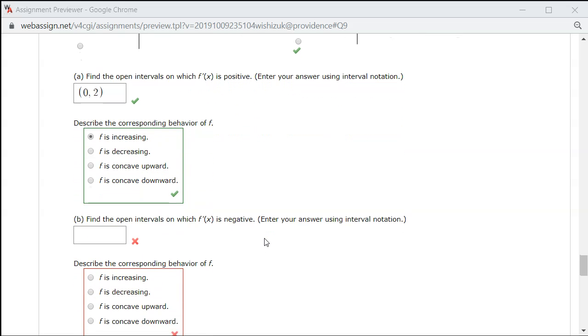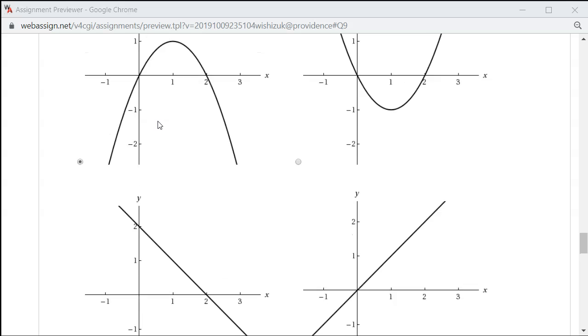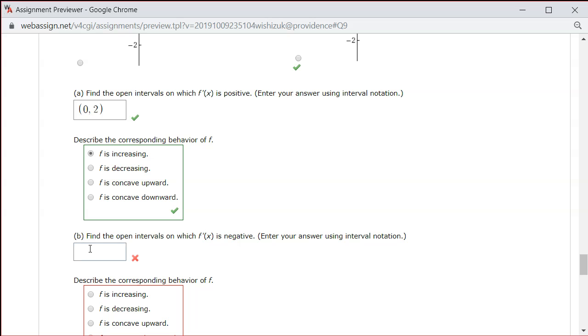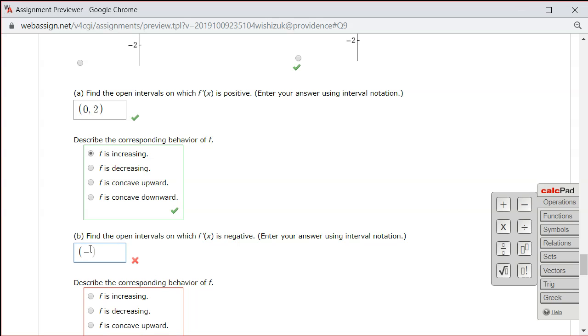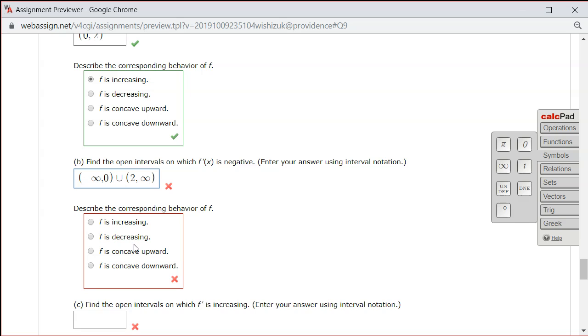Let's go to part B. Find the open intervals on which f prime is negative. So everything other than that: you can see that it's before 0 and after 2. So we can write it as before 0, negative infinity to 0. And then after 2, I'm going to use set notation, union, starting from 2 to infinity. So we're going to use the symbol, and we have that. Let's go ahead and answer this one too.